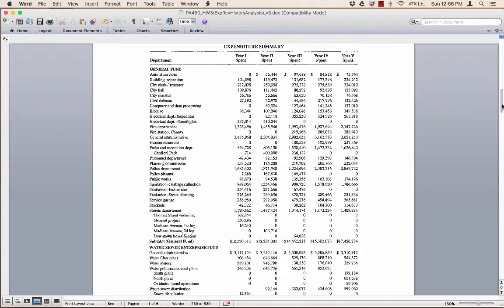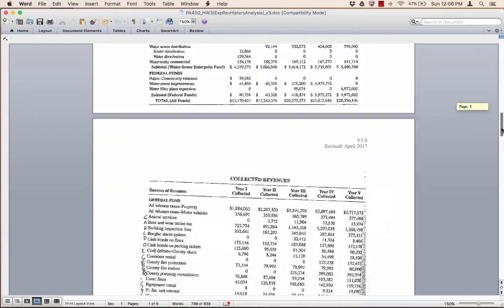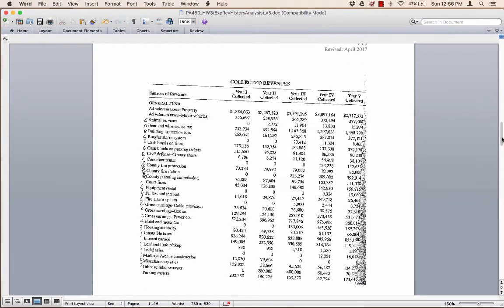So you have a table that explains the expenditure side of the budget, and then you have a table that explains the revenue side of the budget. On the revenue side of the budget, you will have different line items. So as you can see, what you are doing on the expenditure side could also be done with the revenue side.